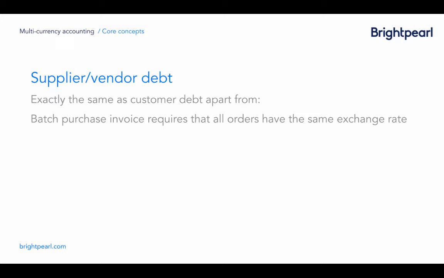So before I go into a demo, I'm just going to mention that the suppliers or the vendors side of things is pretty much exactly the same as sales, apart from the fact that batch purchase invoices require all your orders to have the same exchange rate. So that's fairly logical, but it's the only difference between sales and purchases. So let's drop across to the demo and have a look at some sales.